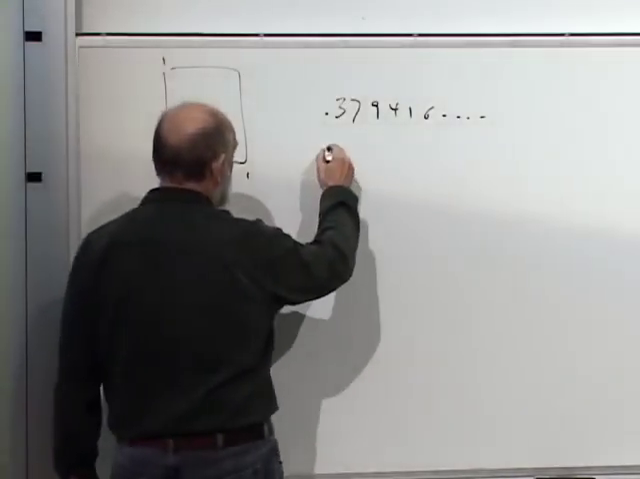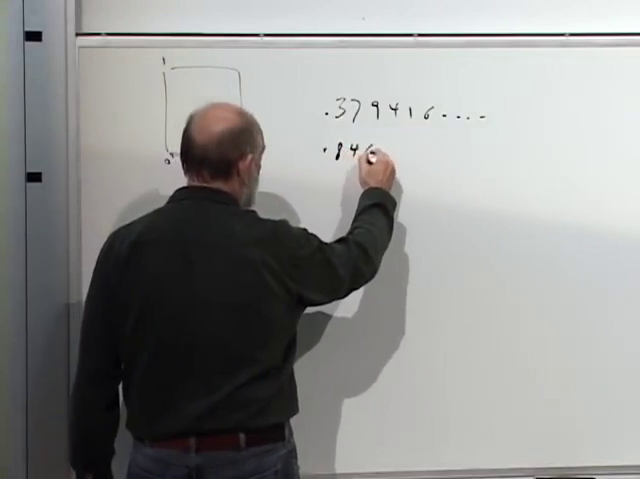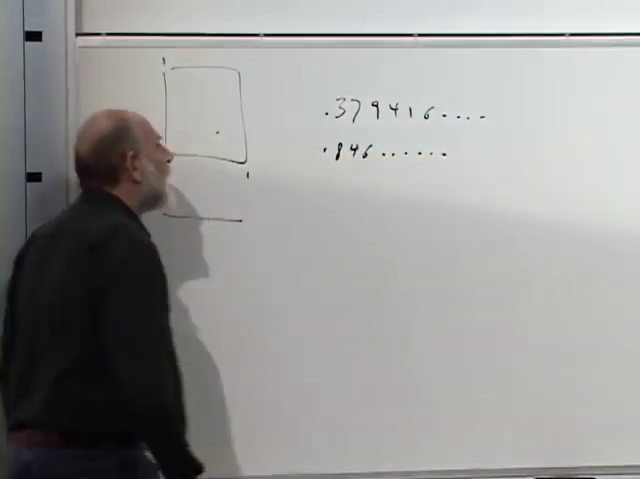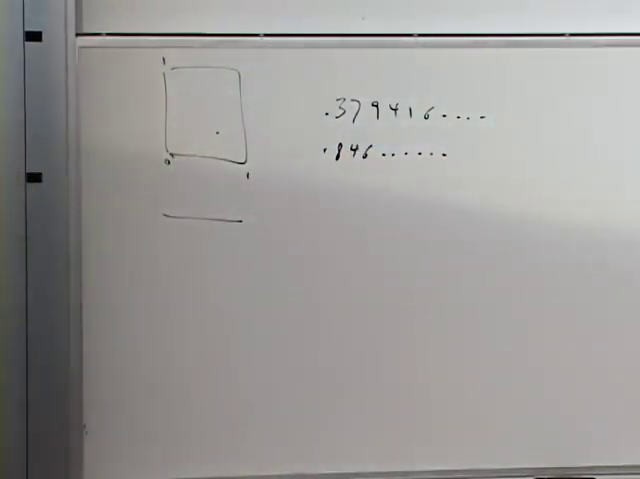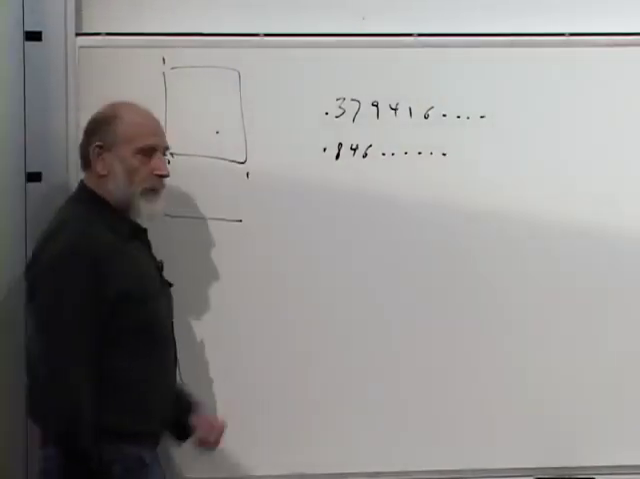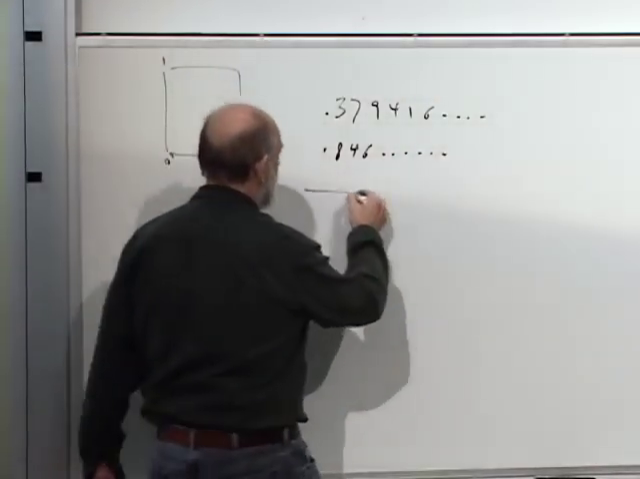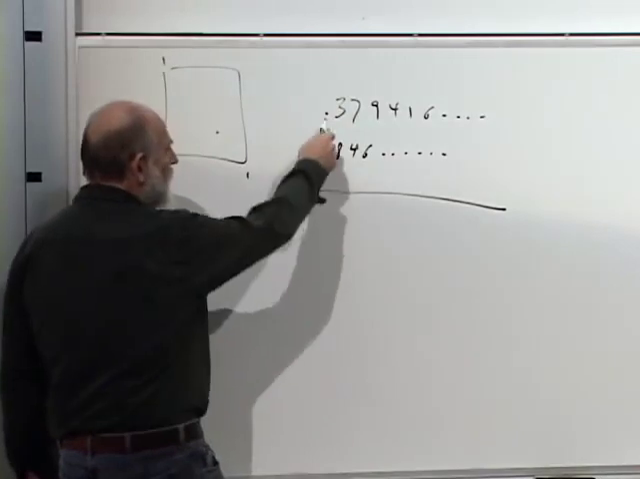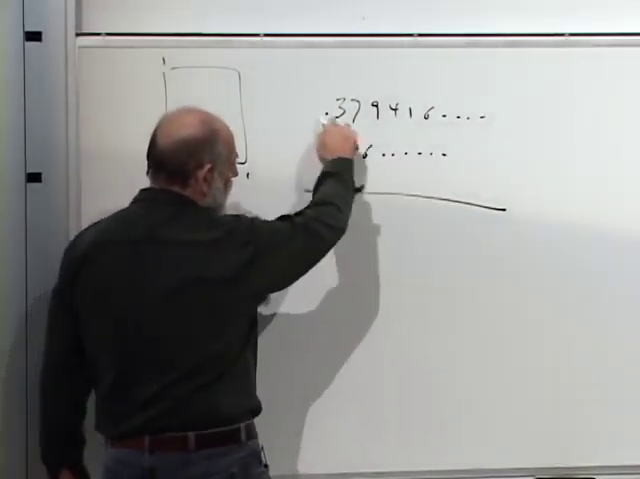We need two of them, 0.846, blah, blah, blah. And now, take a new number that we're going to make out of them by intertwining the numbers here with the numbers here.